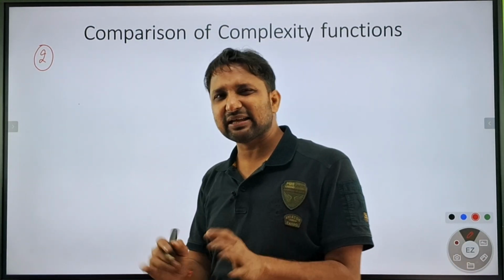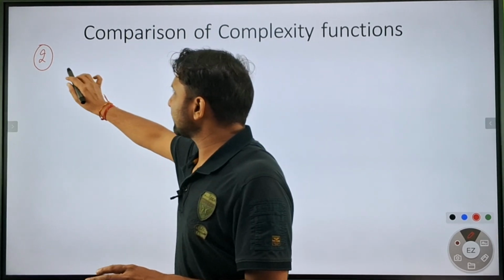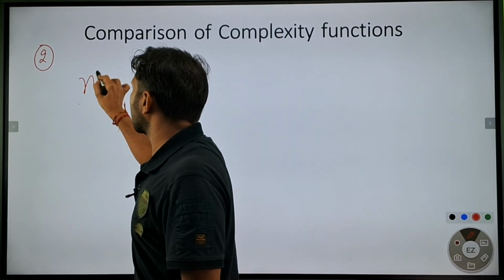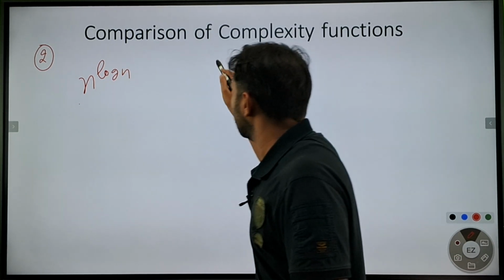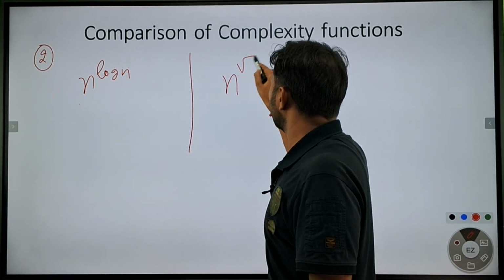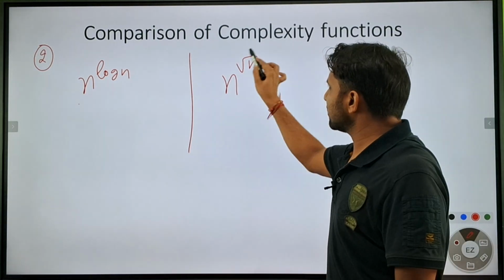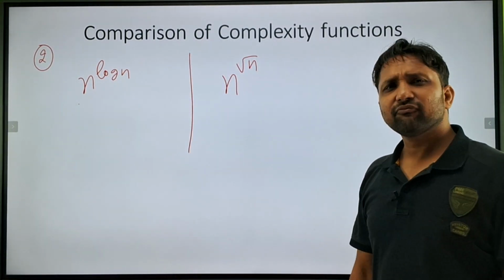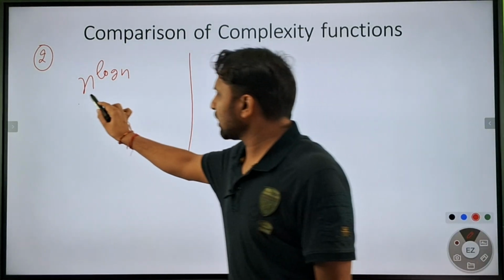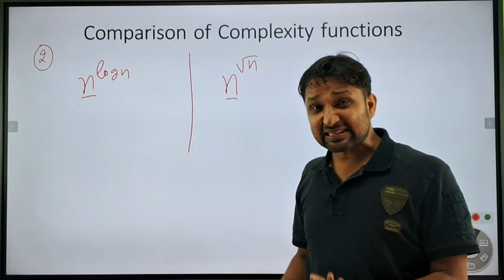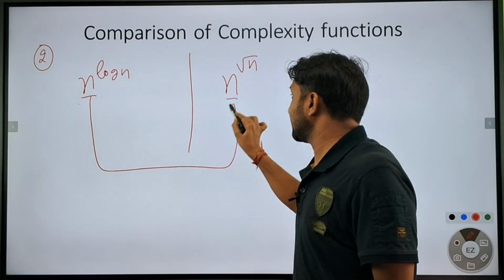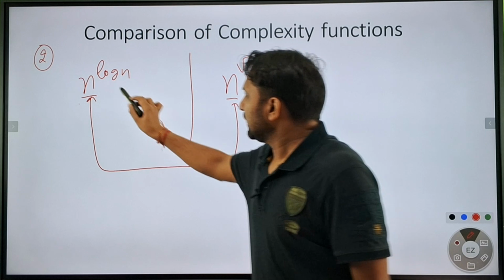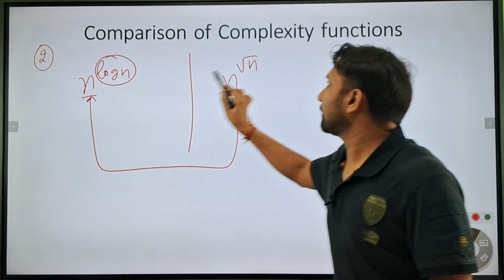The second method simply says that if we have some function in the form of power, for example, I have n power log n. This is one function. Another function is n power root n. So I have the functions in the form of power. Then what you can do is simply first check the base. If the base is the same, yes, here n and n are the same, there is no need to apply the informal method. If the base is the same, then just simply compare the power.